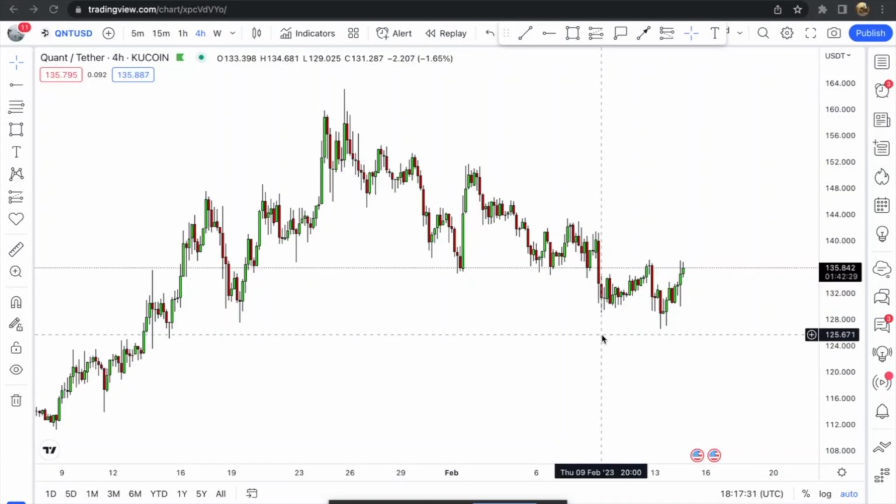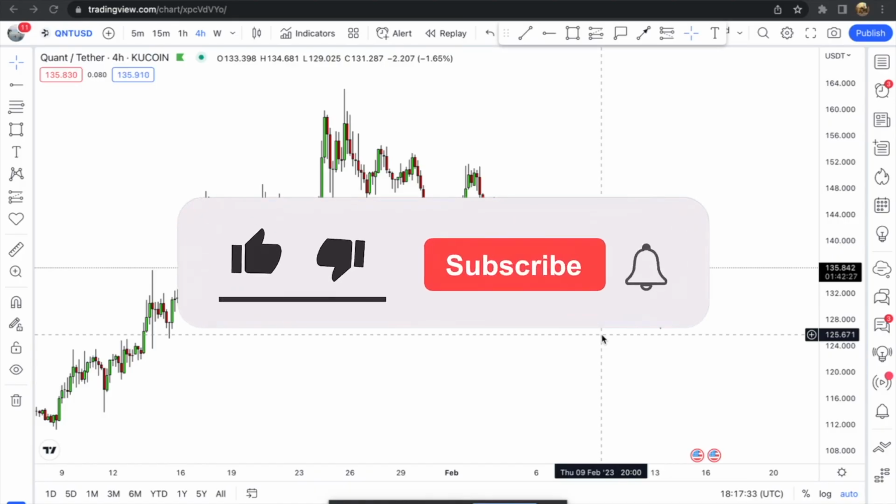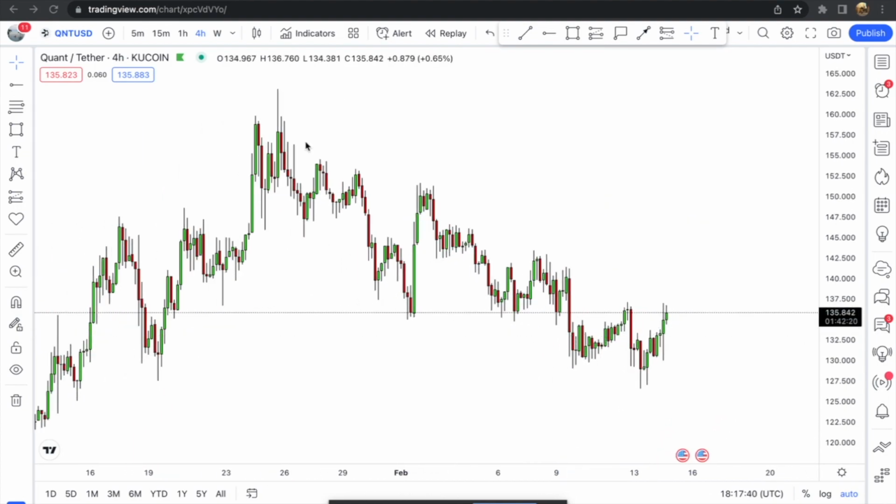So I'm just going to cover Quant for you today, just break down the current price action that we are seeing. I'm just on the 4H time frame. I'm just going to look at this market structure that we can see here basically.